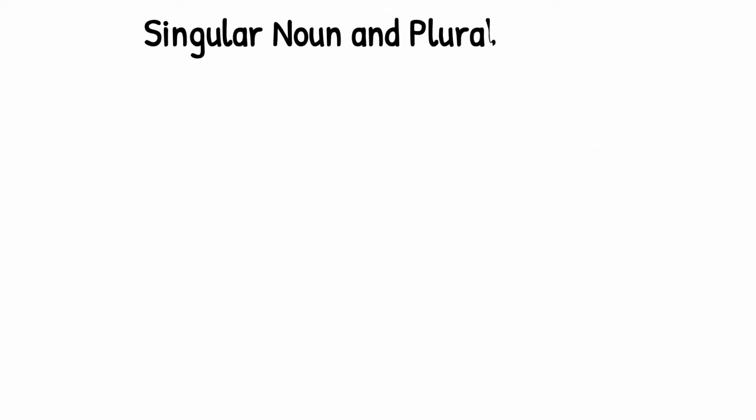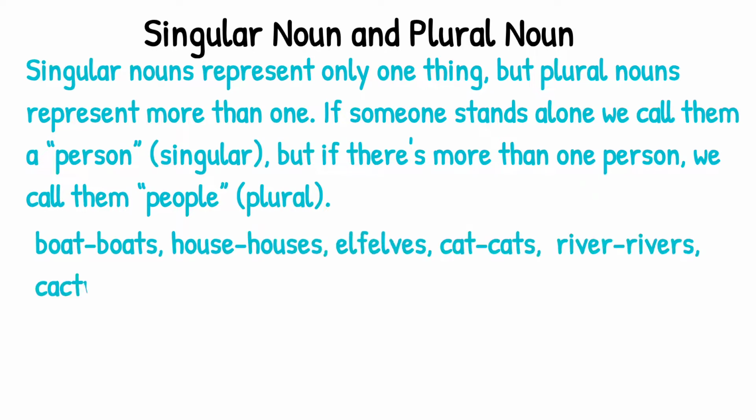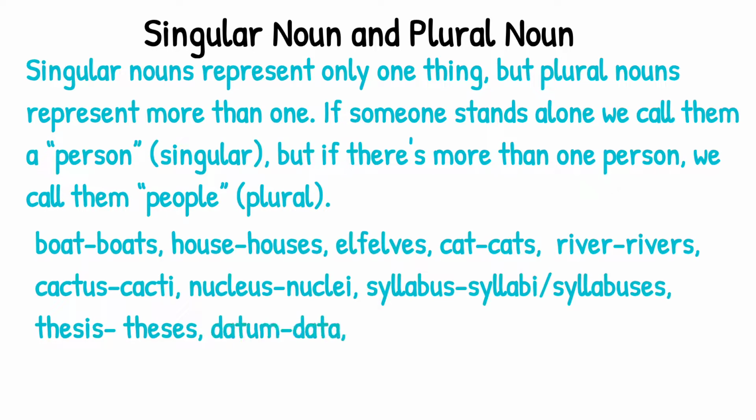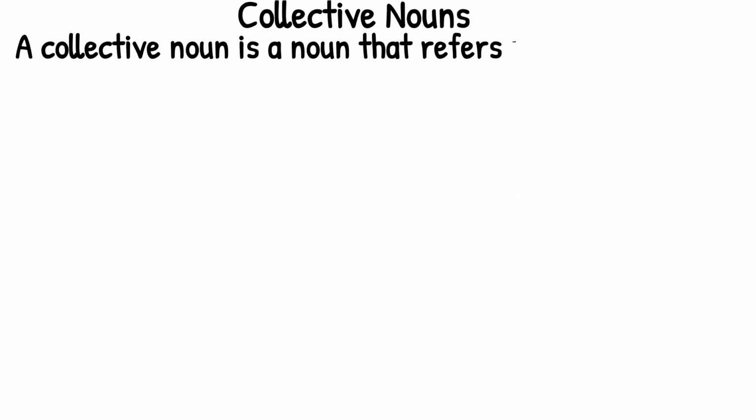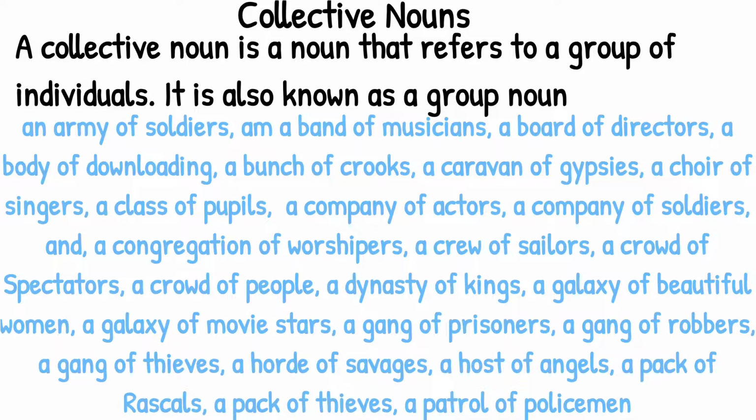Singular noun and plural noun. Singular nouns represent only one thing, but plural nouns represent more than one. If someone stands alone, we call them a person, singular, but if there's more than one person, we call them people, plural. One of the most important types of noun is collective noun. A collective noun is a noun that refers to a group of individuals. It is also known as a group noun.